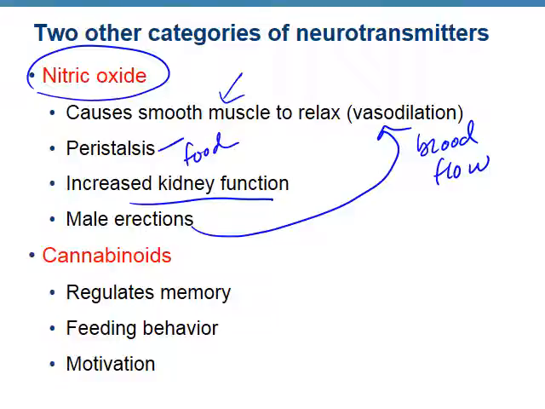Also has to do with kidney function. So you're going to talk more about nitric oxide and N2O2. I just want you to realize it's a chemical that acts as a neurotransmitter, causes some sort of reaction to happen either in a muscle or to another neuron.